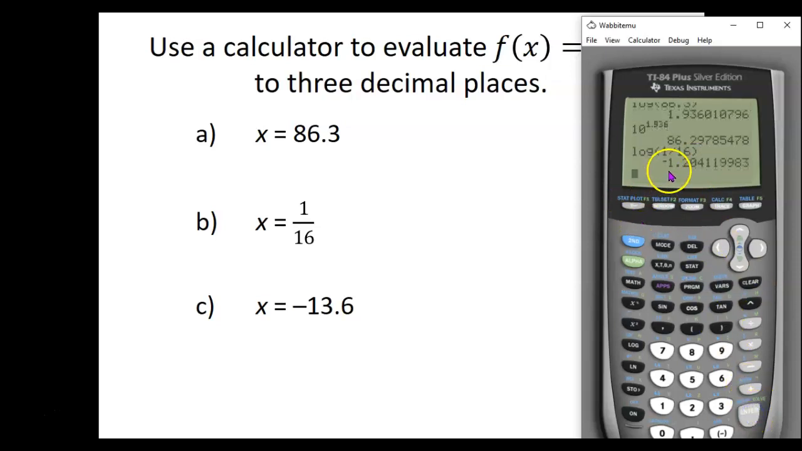So the correct answer is negative 1.204. That's the power you have to raise 10 to get 1/16th. And now what about negative 13.6? What's the log of negative 13.6? Well, let's see what the calculator says. It says error, non-real answer.